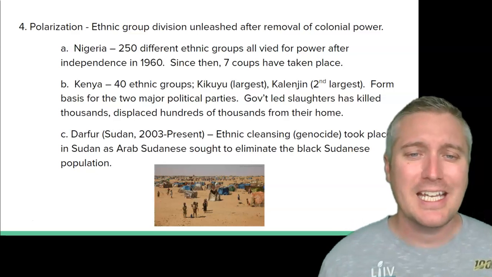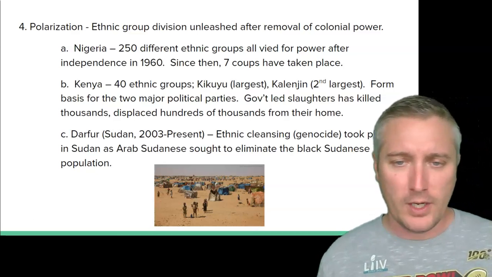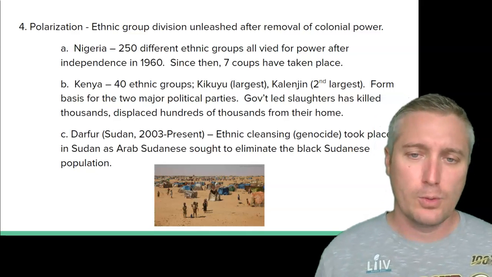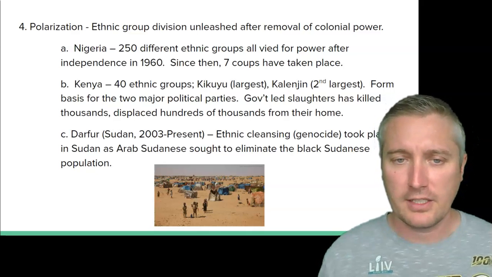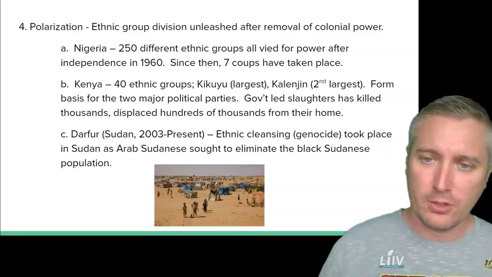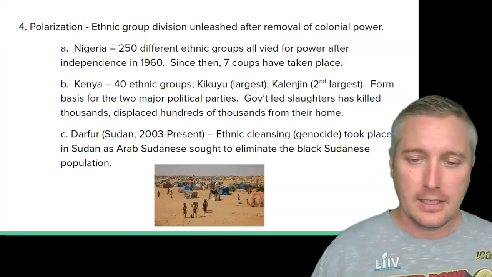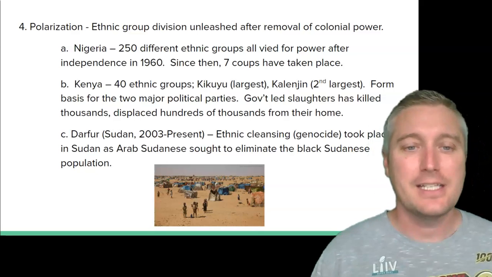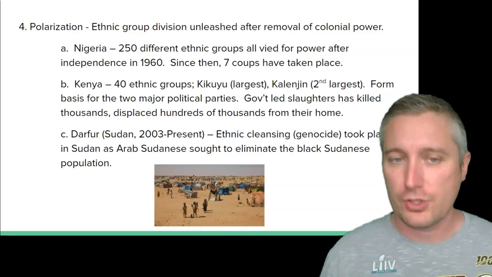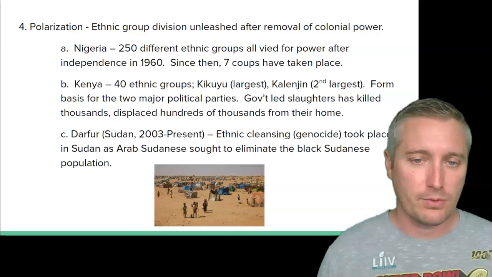Another example here, Kenya, another country with many different ethnic groups. In this one, the 2 major ethnic groups form the 2 main political parties in Kenya. And what we've seen over the last few decades is whichever group is in charge at the time will often lead violent assaults against the other. And it's just gone back and forth, just revenge and revenge. Hundreds of thousands of people displaced from their homes.